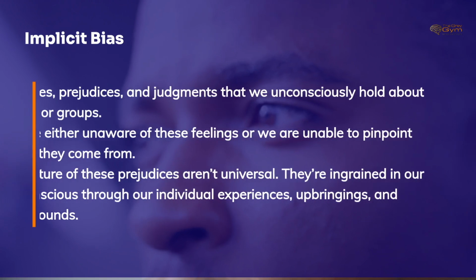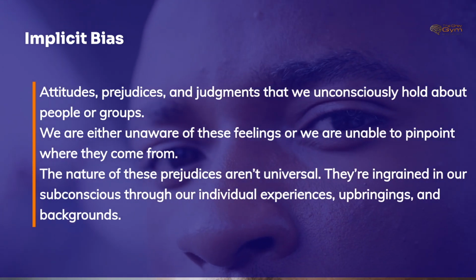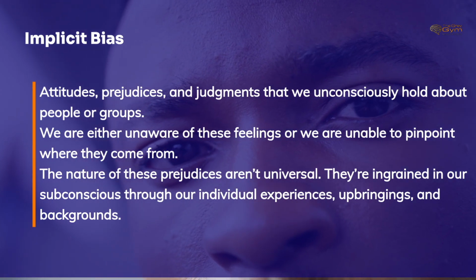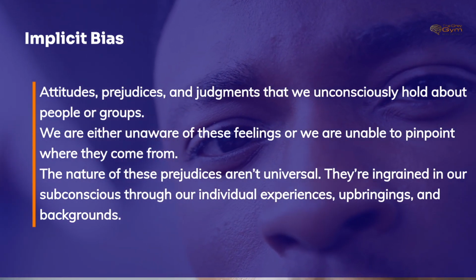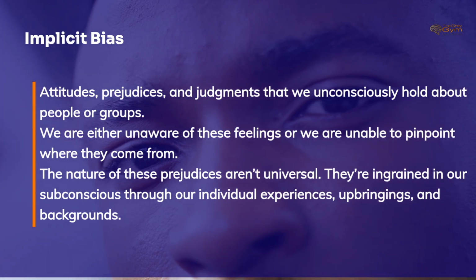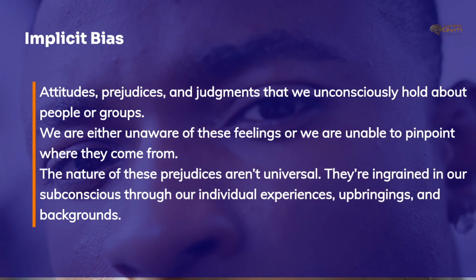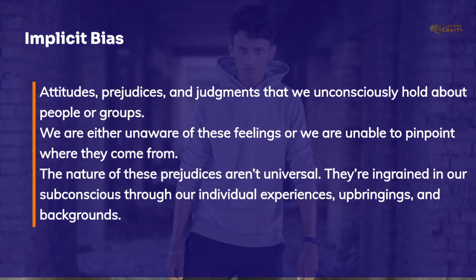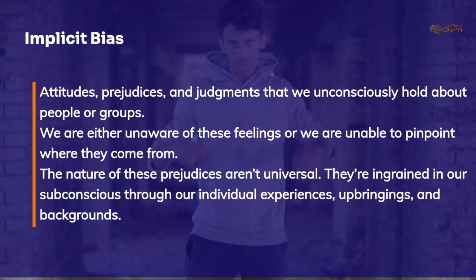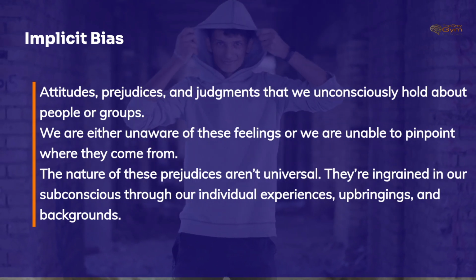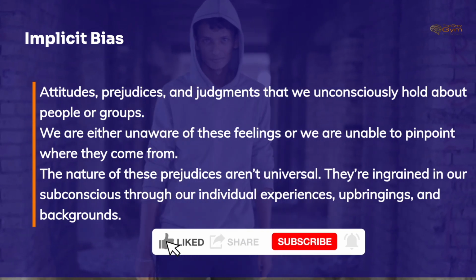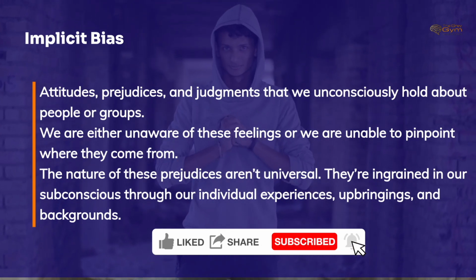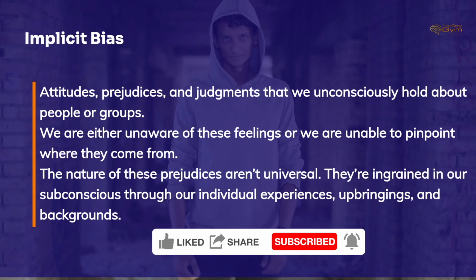Implicit bias refers to attitudes, prejudices, and judgments that we unconsciously hold about people or groups. By definition, we are either unaware of these feelings or we are unable to pinpoint where they come from. While everyone has implicit bias, the nature of these prejudices aren't universal. They are ingrained in our subconscious through our individual experiences, upbringings, and backgrounds.